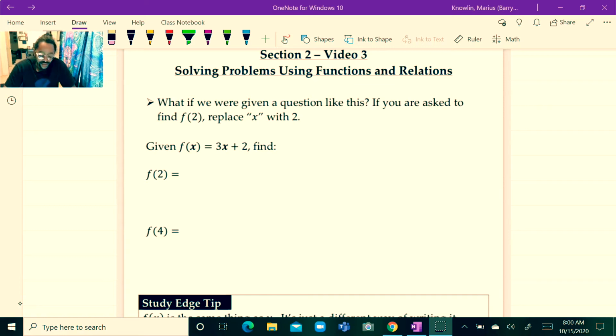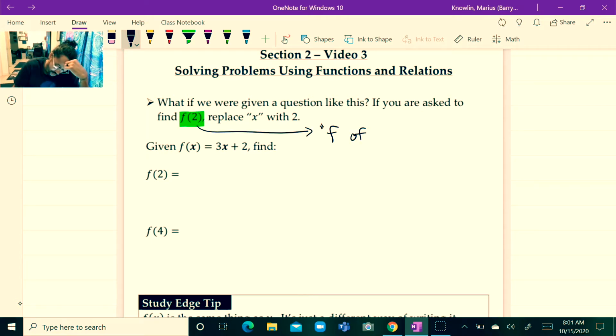Today's lesson is going to be about solving problems using functions and relations, okay? So what exactly does that look like, or what does that mean? What if we were given a question like this? If you were asked to find f of 2, replace x with 2. First, just to go over how you really say this, you say that as f of 2.